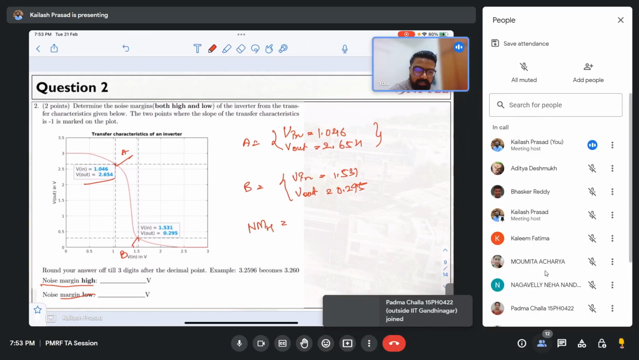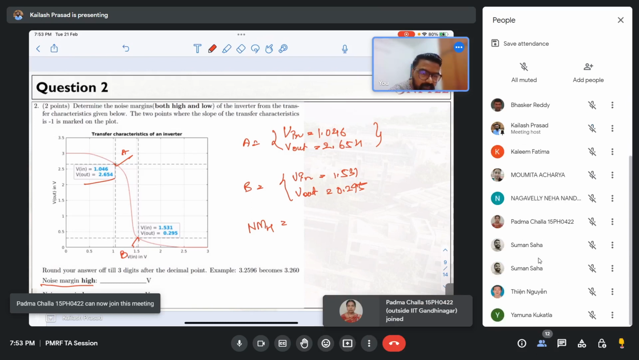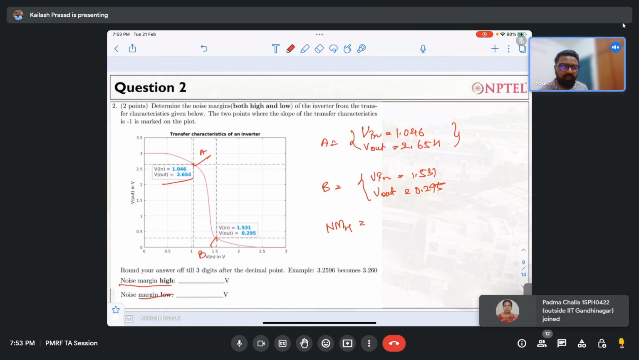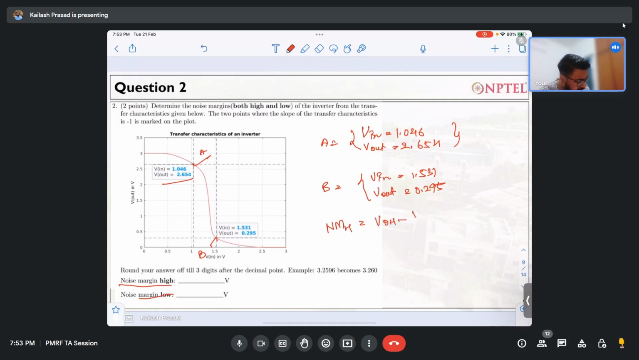Should I call out a name? Anybody wants to answer? Noise margin high? No? Okay, let me write VOH minus VIL. So this is noise margin high. Okay. And noise margin low?